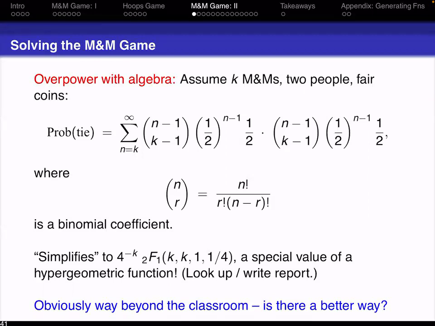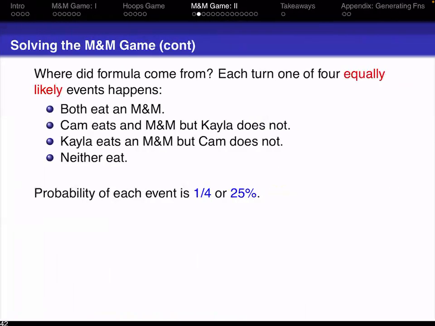Has anybody here heard of hypergeometric functions? They arise in mathematical physics. This turns out to be a special coefficient or a special value. I will put in quotes that it simplifies to 4 to the negative k times the hypergeometric function 2F1 at the point (k, k; 1; 1/4). So if you're interested in mathematical physics, just look up hypergeometric functions. They are solutions to very important differential equations. Special cases correspond to special functions that you've seen before. I can just give it a name like this, but what does this really mean? Let's try to find a better way.